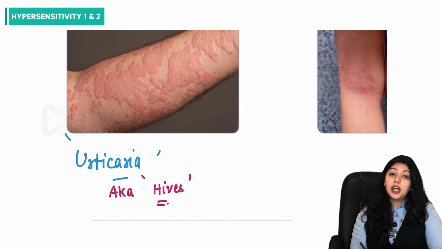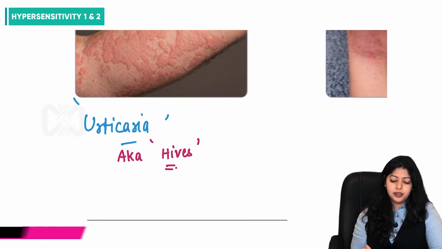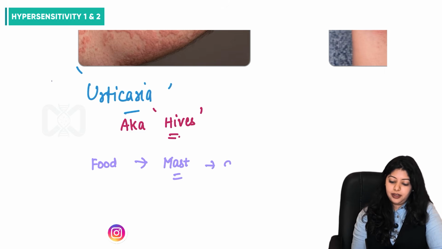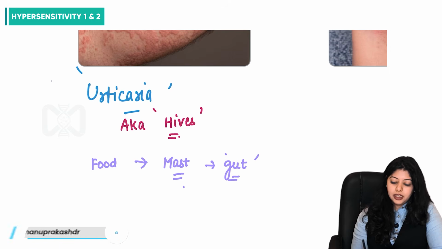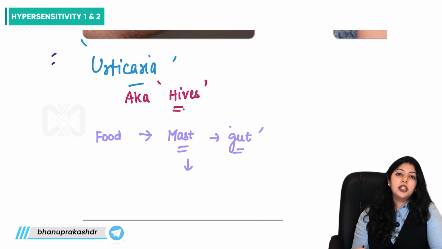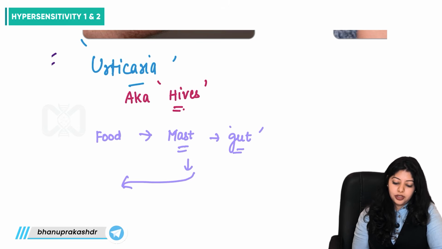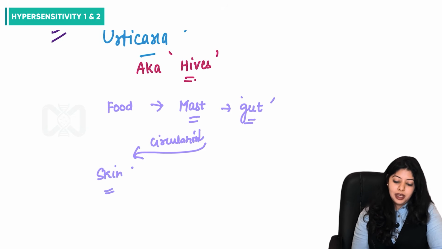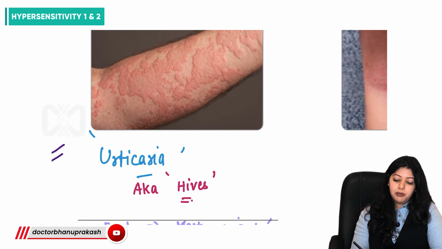This is allergic urticaria. So what exactly is happening in urticaria? Any food item is stimulating the mast cells which are present in the gut lining, right? So these are stimulating the mast cells present in the gut, and the degranulation and the mediators are taken via circulation to a distant site. And what is this distant site? It is the dermis or the skin, where there is going to be development of these reactions.